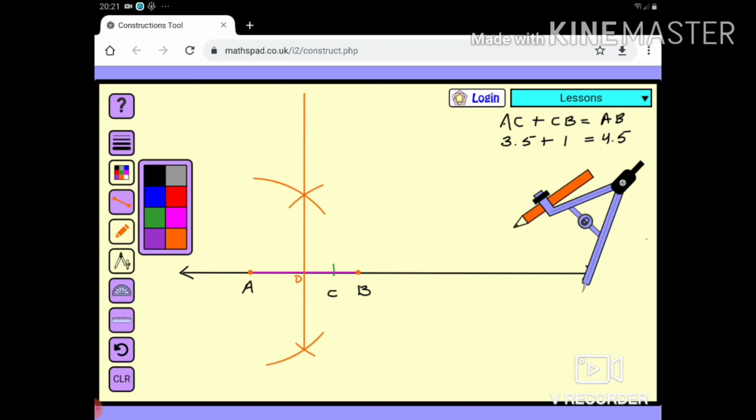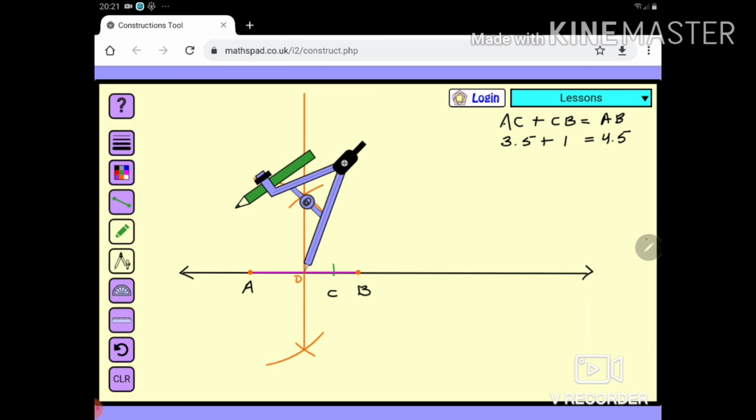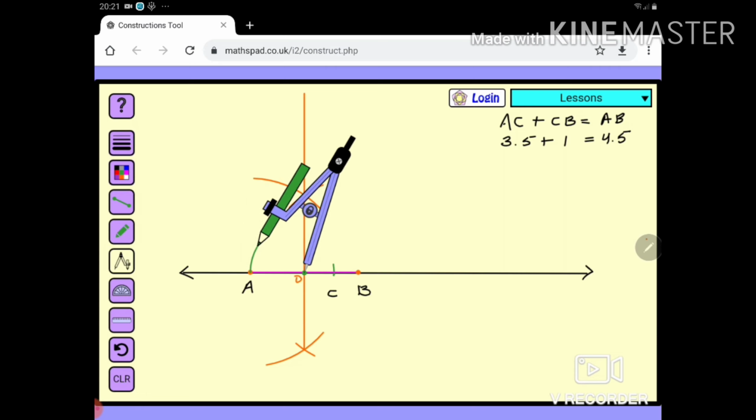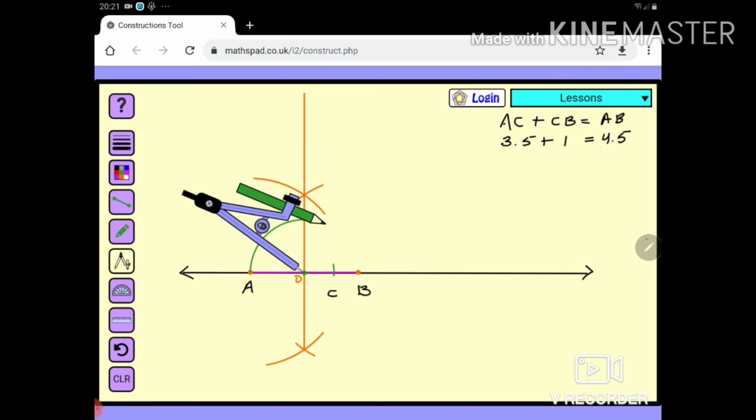Now taking O as center, we need to construct a semicircle such that the radius is AO or OB, that is, AB is the diameter of the semicircle. So keeping the compass point at O, measure the radius OA and then draw the semicircle like this.